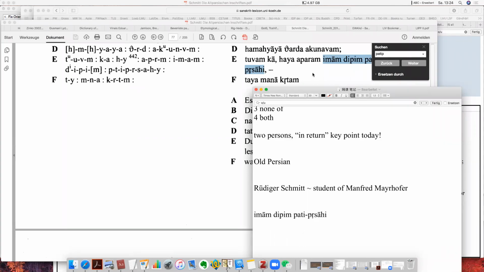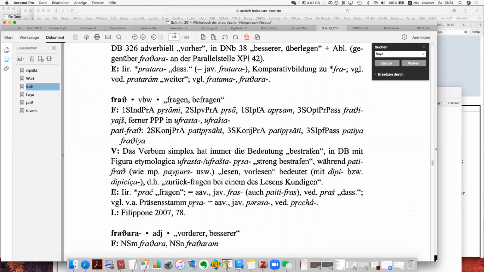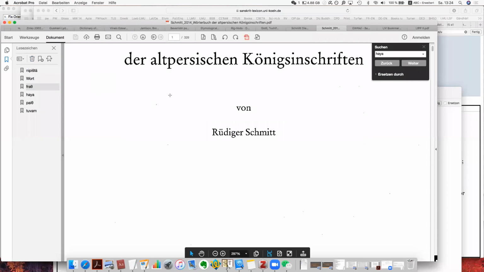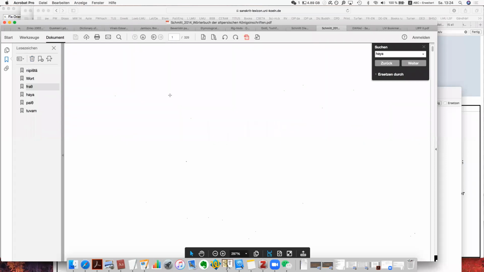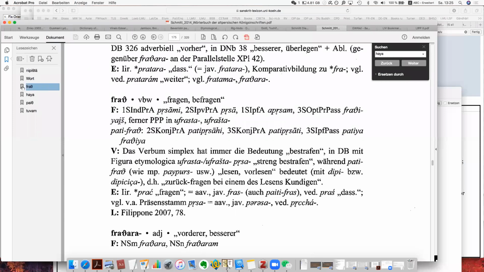So if you check the dictionary, we move on to the dictionary by Rüdiger Schmidt. Again, you see this is the dictionary we use for Old Persian inscription called Wörterbuch der altpersischen Königsinschriften by Rüdiger Schmidt. I think it's published recently, right? Yeah, it's 2014. Yeah, it's pretty recent.